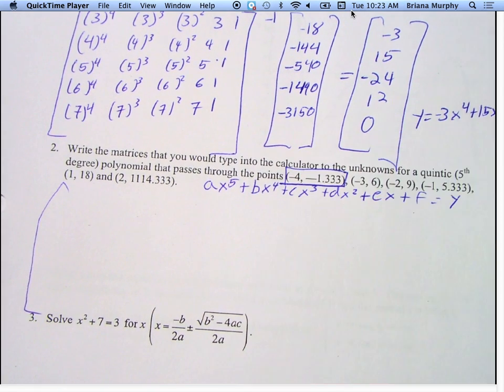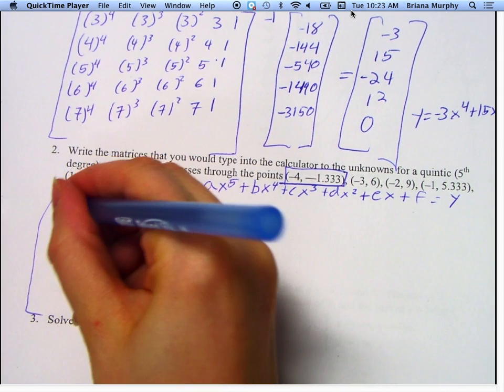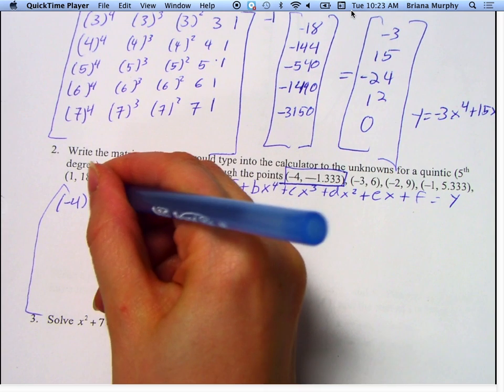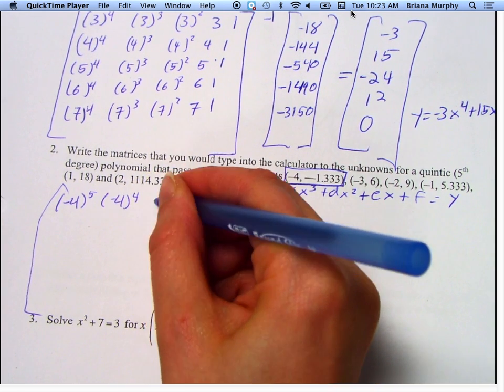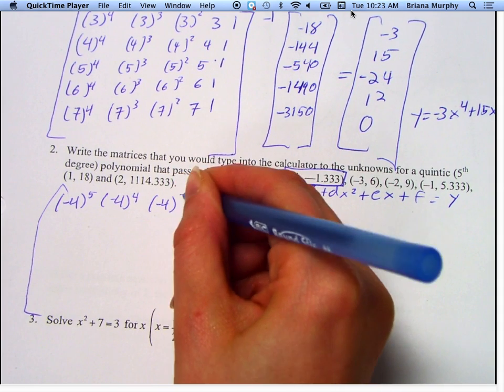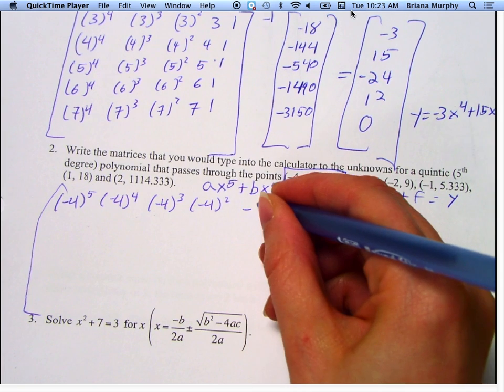Somebody in one of my other classes asked me, well, why aren't you doing them in order, like 1, 2, 3, 4, 5, 0? And I'm like, the points come from right here, guys. Okay. Negative 4 to the 5th, negative 4 to the 4th, negative 4 to the 3rd, negative 4 squared, negative 4, and 1.